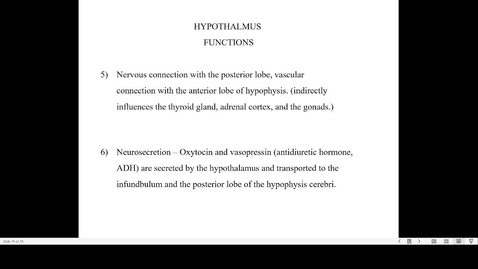Then it has neurosecretion. The neurosecretions, that is neurohormones, are oxytocin and vasopressin. Vasopressin is the antidiuretic hormone, ADH. These are secreted by the hypothalamus and transported through the infundibulum to the posterior lobe of the hypophysis cerebri, where they act on their particular functions. This is very important; you have to remember it.